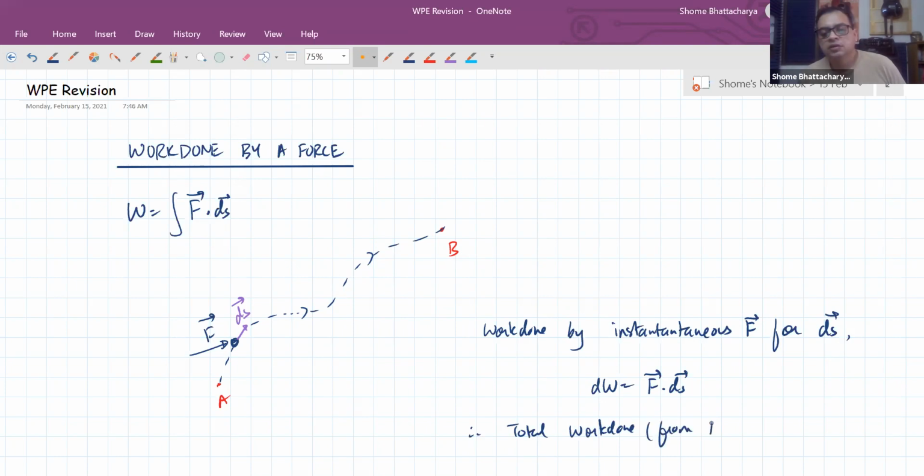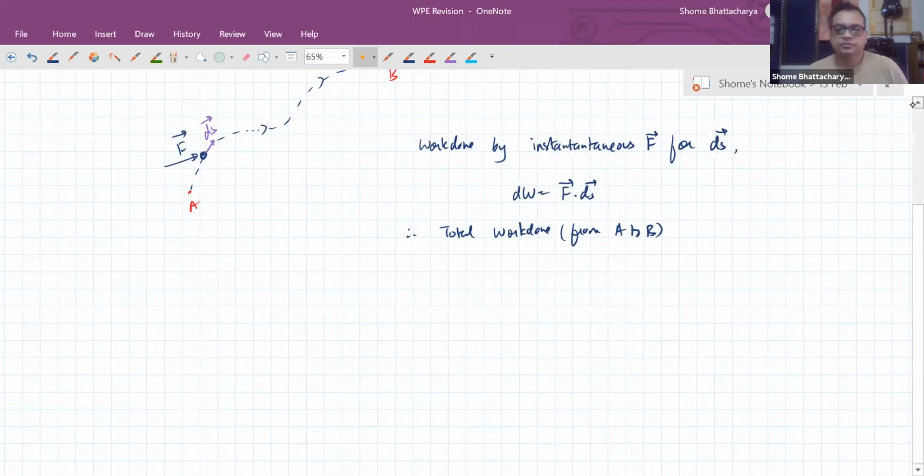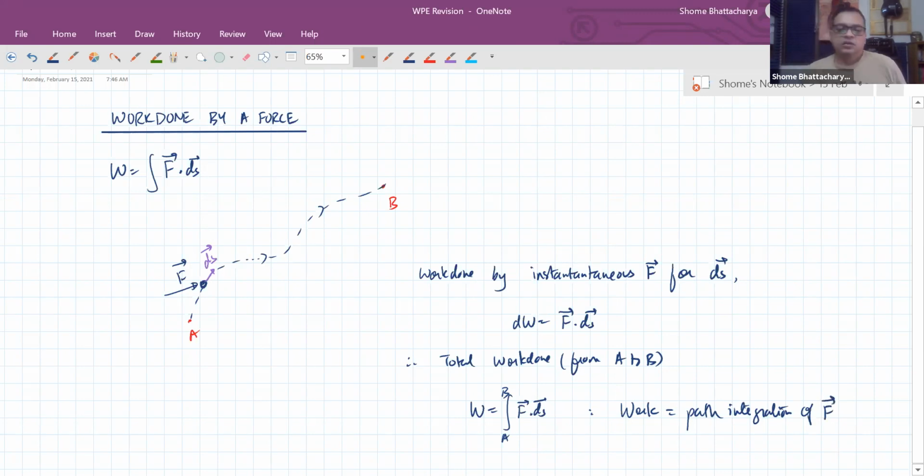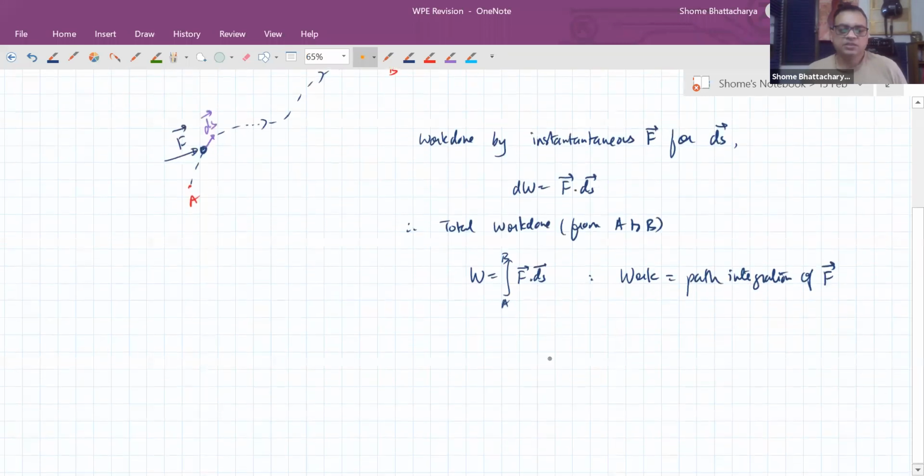Therefore, total work done, say from A to B, becomes the integrated sum along the path. And that is why we say that work done is equal to the path integration of F like this.